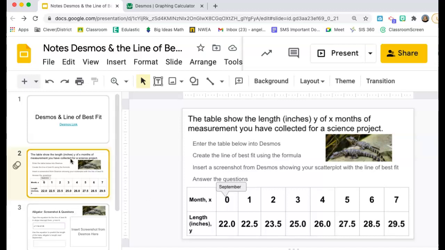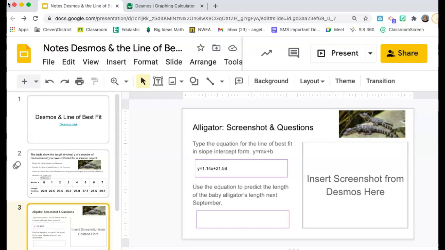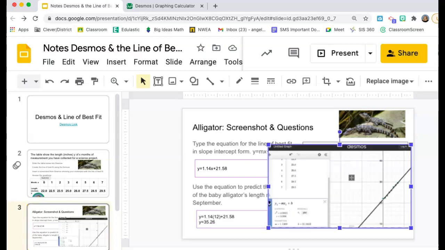Okay, so we're going to plug that in to this equation. Remember, our months are X. So we're going to plug it in for X, and we're going to find Y. So try it, and then come back. All right, looking at the bottom box, I typed it up. Y equals, 12 was X, so I put 12 in for X. So this is Y equals 1.14 in parentheses, I put 12. Now remember, we're multiplying. So I multiplied 1.14 times 12, and then I added the 21.58, and I find that the estimated length of the baby alligator next September will be 35.26.